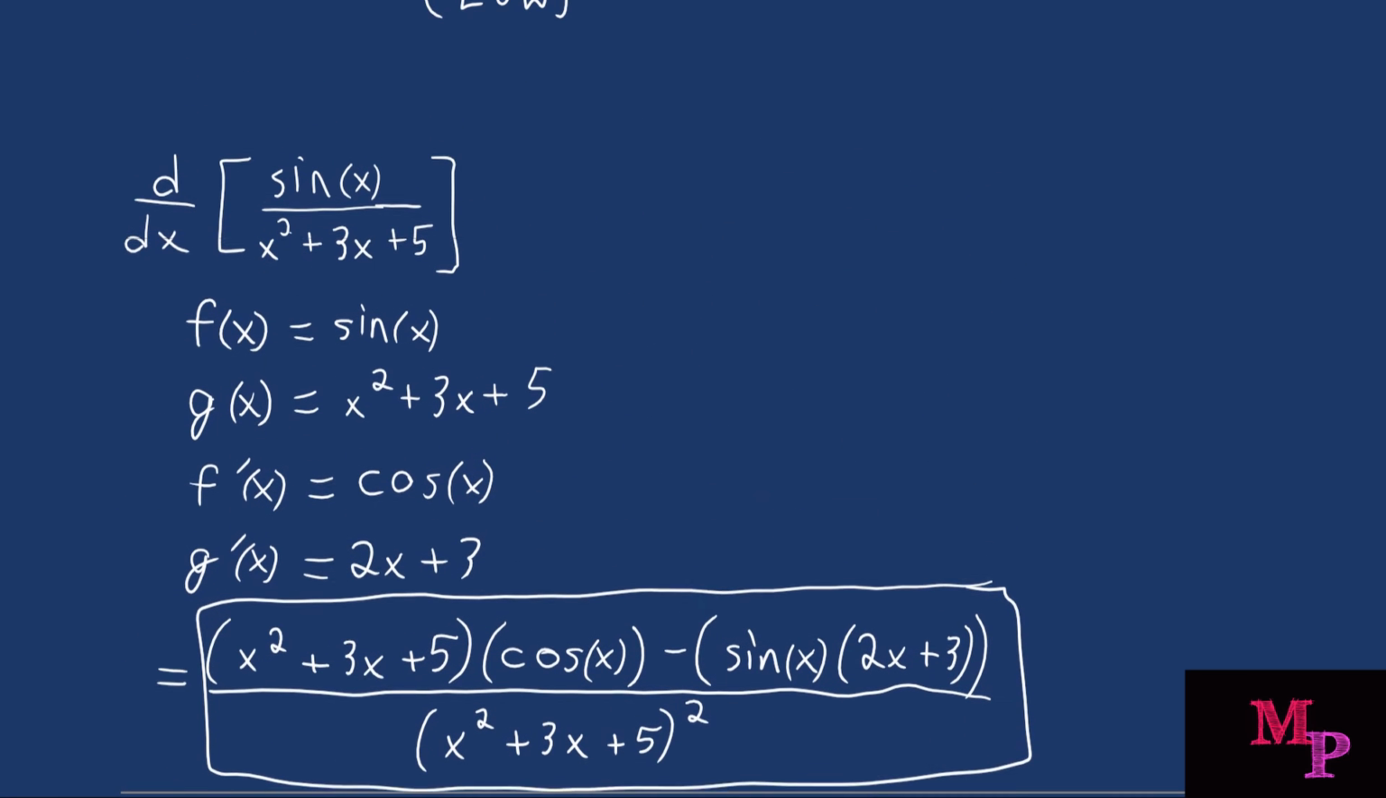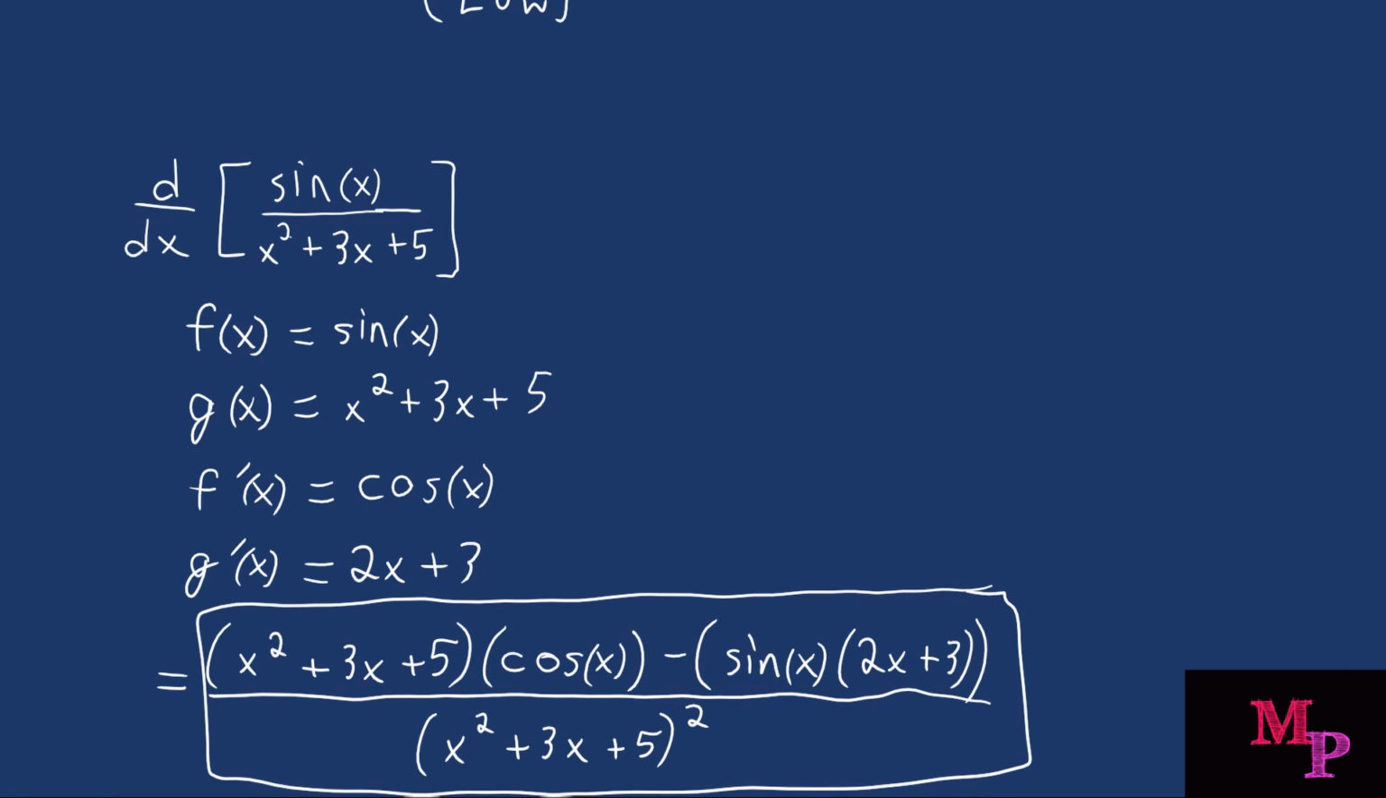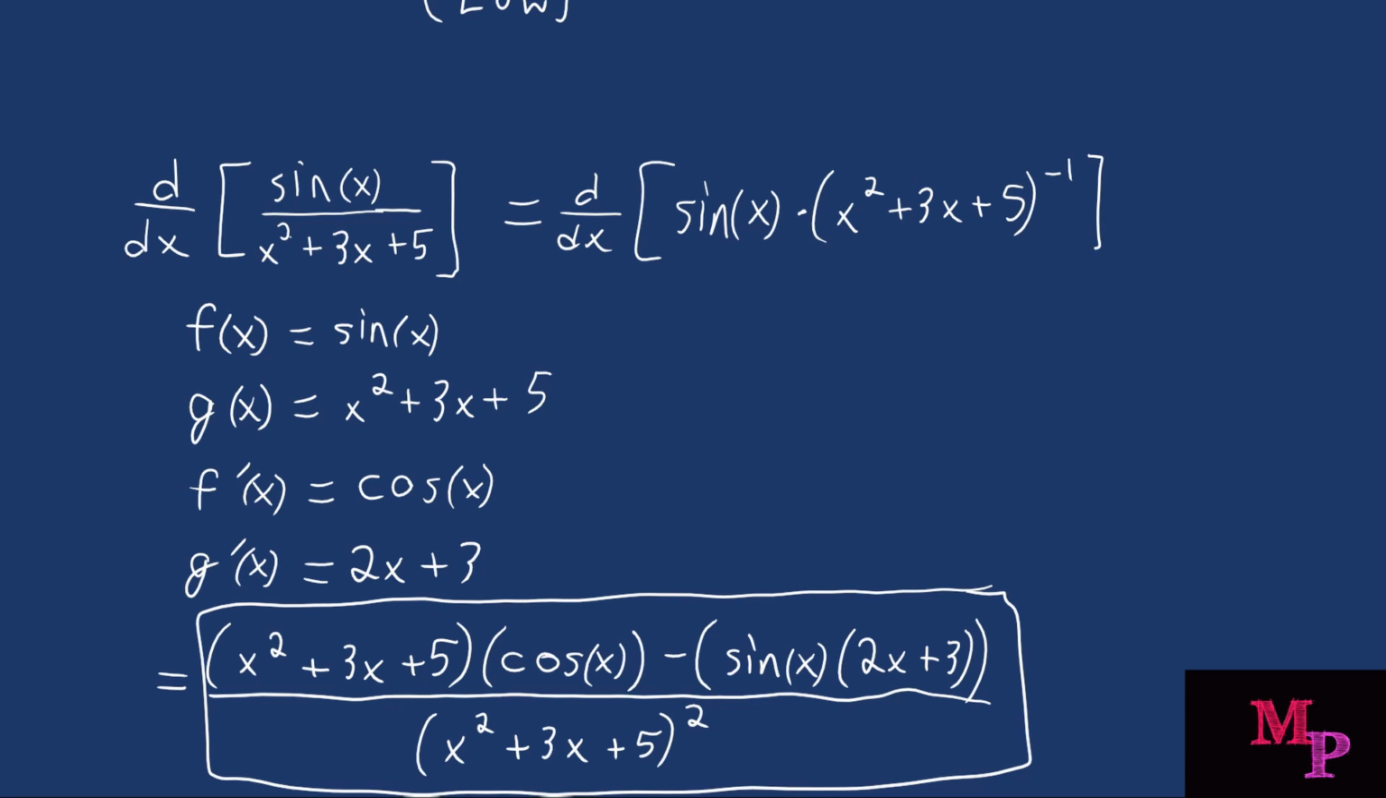So if we were to do this with the problem that we were working before, instead of taking the derivative of sine of x over x squared plus 3x plus 5, you can also just take the derivative of sine of x times x squared plus 3x plus 5 raised to the power of -1. So in some situations it's faster, some situations it's actually slower. So it just depends, and you just got to use your insight to predict whether it's faster or slower. So in this situation, it might be a little bit slower or a little bit faster. Like I said, it depends.